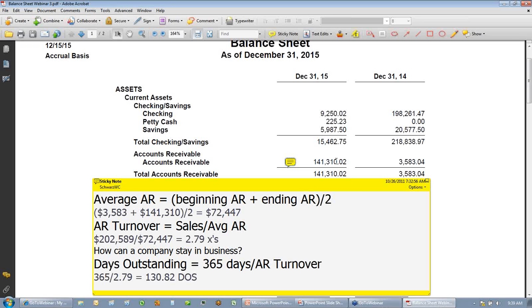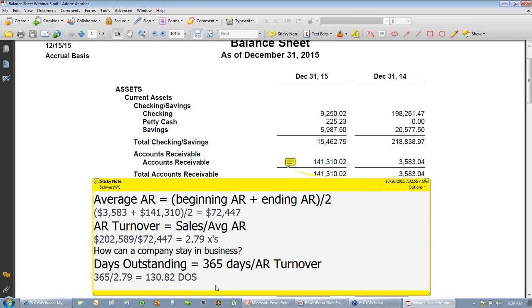After I calculate, I get an average of $72,447 in average AR. I have to go over to my profit and loss, grab my sales number for this period, and I divide it by my average AR, and I get 2.79. So basically, this company turns over their accounts receivable at 2.79 times. Or if I want to convert this to days, taking the 365 and dividing it by my turnover, this company basically takes 131 days, almost 4 months to turn over their AR.